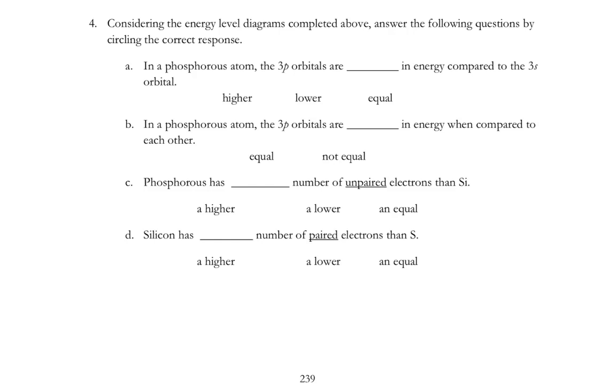And in D, you're comparing silicon and sulfur. Silicon has a higher, a lower, or an equal number of paired electrons than sulfur. Okay, so paired electrons are when you have two together, one with spin up, one with spin down. They're together in an atomic orbital. Alrighty, so when you're done with this, scan it as a PDF file and submit it.